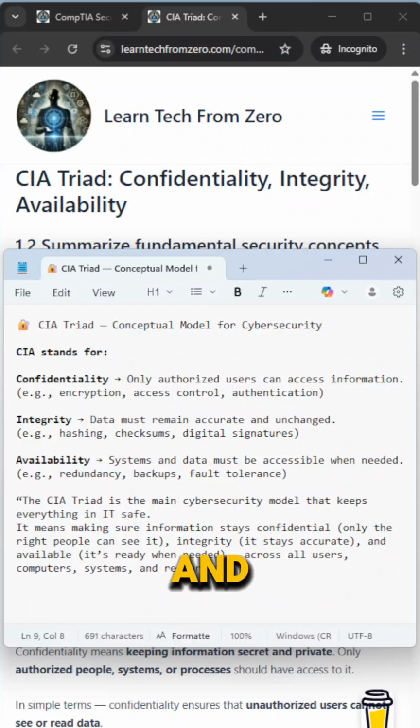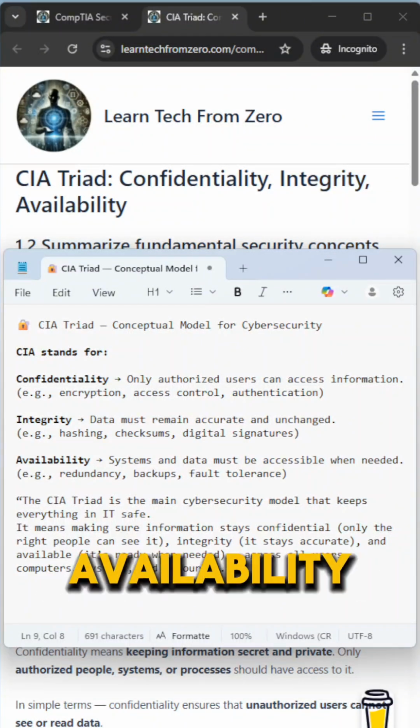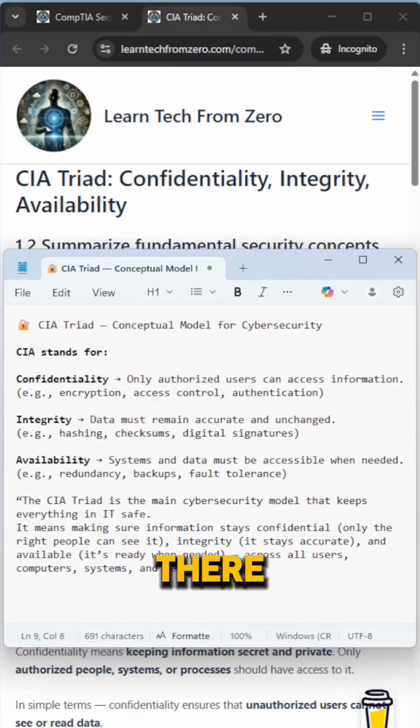Availability: the systems and data must be accessible when needed. The data or the systems should always be there when we need them. If there is any problem, there should be a backup so that we still have the availability. If there is a fault, the system should be able to tolerate a certain fault level. This is something you can find on the website in greater detail. So this is what it is.